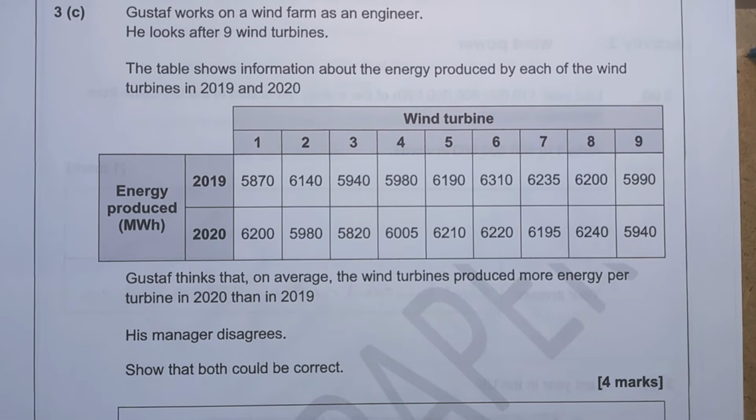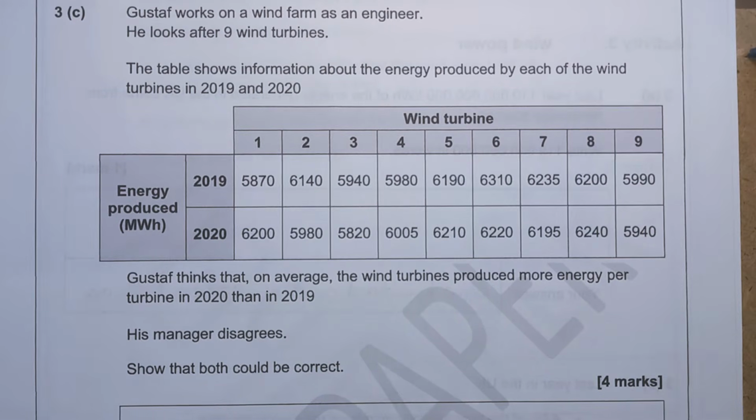3C. Gustav works on a wind farm as an engineer. He looks after 9 wind turbines.